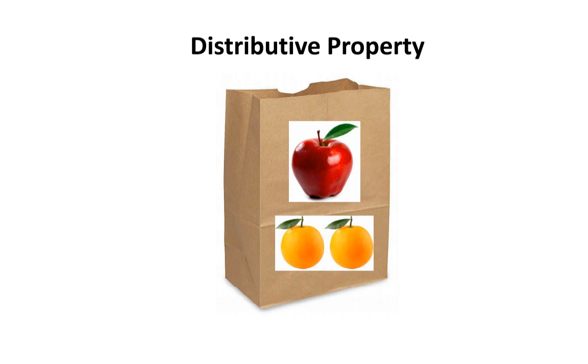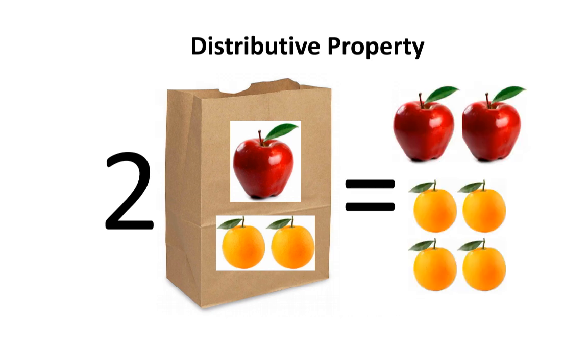In this grocery bag, you have one apple and two oranges. Now let's say you have two grocery bags of the same items. How many apples and how many oranges do you have now? Since you have two grocery bags now, you should have two apples and four oranges, which means everything has doubled or has been multiplied by 2.